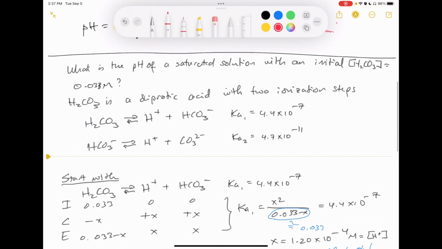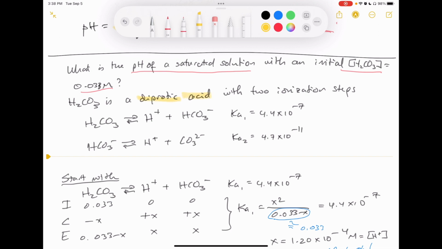Let's take a look at a third example here. And this one has to do with polyprotic acid, and that's the third one on your note. It says, what's the pH of a solution that has an initial concentration of carbonic acid, H2CO3, of 0.033 molar? First thing to keep in mind, H2CO3 is a diprotic acid.